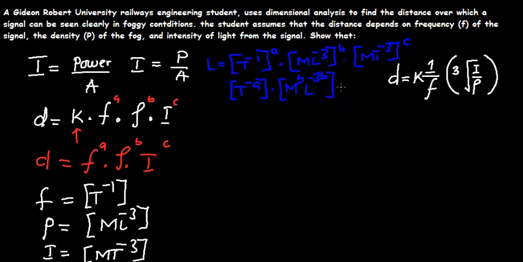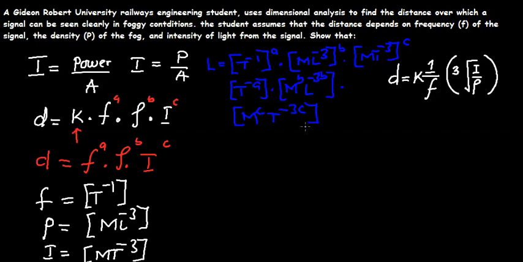Close the bracket and multiply the last one, which is going to be M to the power of c, and T to the power of negative 3 multiplied by c is going to be T^(-3c), and you close the bracket. To make it easier, let's write it below. The continuation of this is going to be the bracket of M to the power of c, T^(-3c).